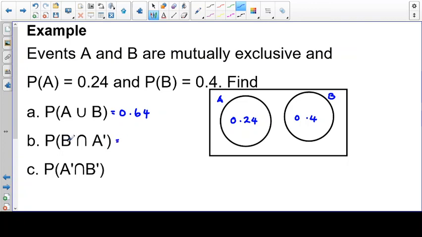The probability of B intersect not A. Usually that would be a moon, the moon of B if there was an overlap, but there isn't an overlap, so where is B intersecting with not A? Well, it's just B, so that's 0.4. And then everywhere outside, 0.35, or it's 1 minus the union.